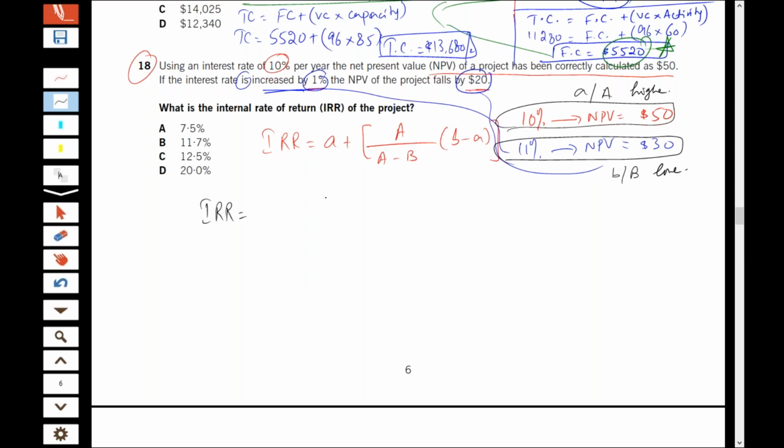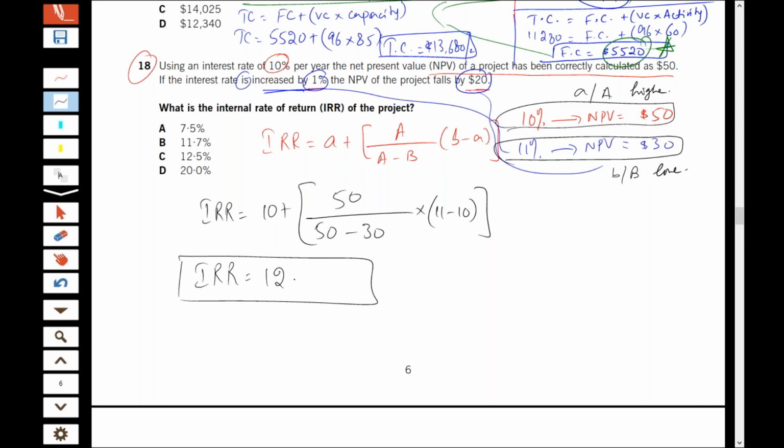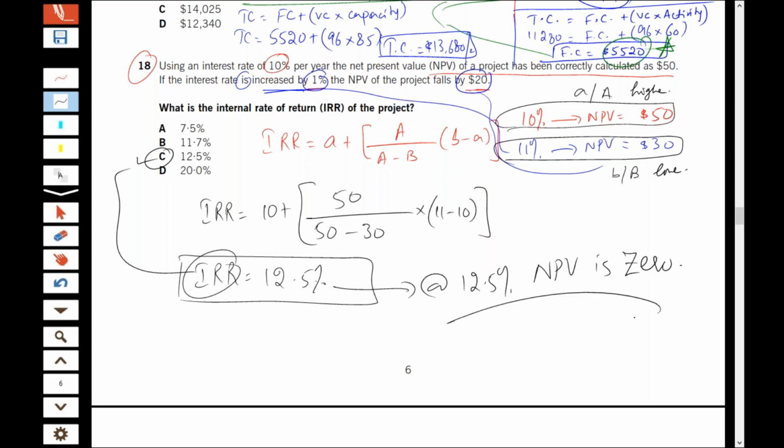So IRR is equal to small a is 10, capital A is 50, sorry, capital A is 50 divided by 50 minus 30 multiplied by 11 minus 10. Now you can simply calculate IRR, and that is 12.5%. See, at 12.5%, the NPV is 0. This is internal rate of return. And you cannot deny that they had covered it in the day 2 of this webinar series.